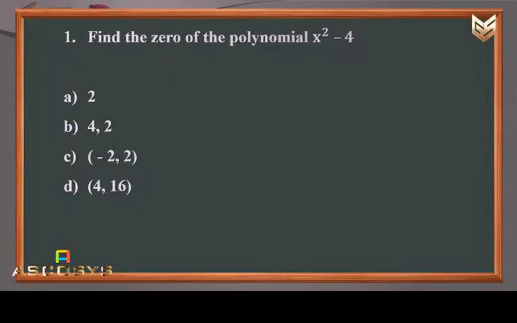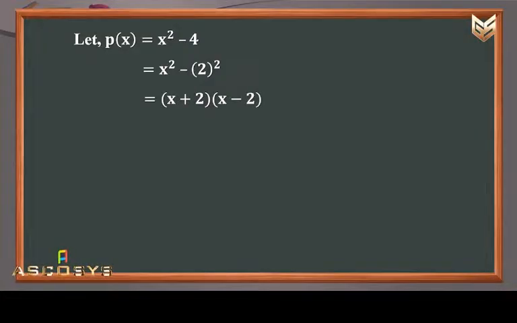As you have seen, you have x square minus 4. This is your p(x) equal to x square minus 4. Now x square minus 4 can be converted into x square minus 2 square. That means now it is in the a square minus b square format. What we know is a square minus b square is (a plus b) into (a minus b). So here we will write (x plus 2) into (x minus 2). So we have the factors x plus 2 and x minus 2.